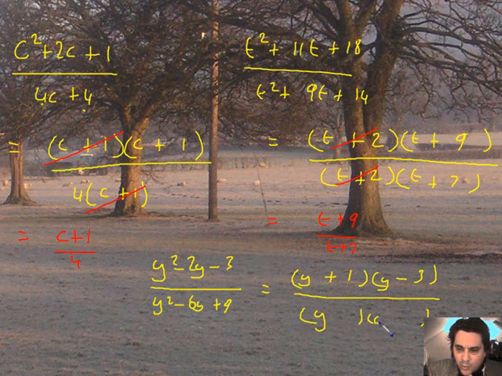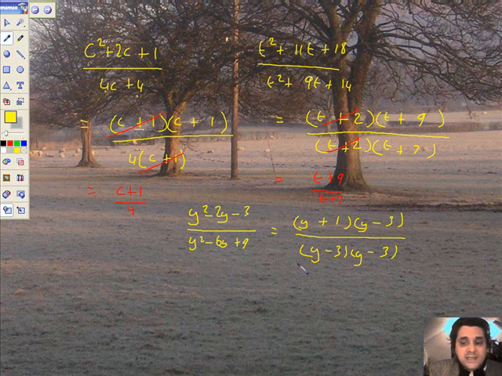Bottom bit, y and y. How do you make 9? 1 times 9, but 1 and 9 won't give me a 6. But 3 times 3 will give me 9, and 3 plus 3 will give me a 6. They've both got to be negative in order to get to minus 6.